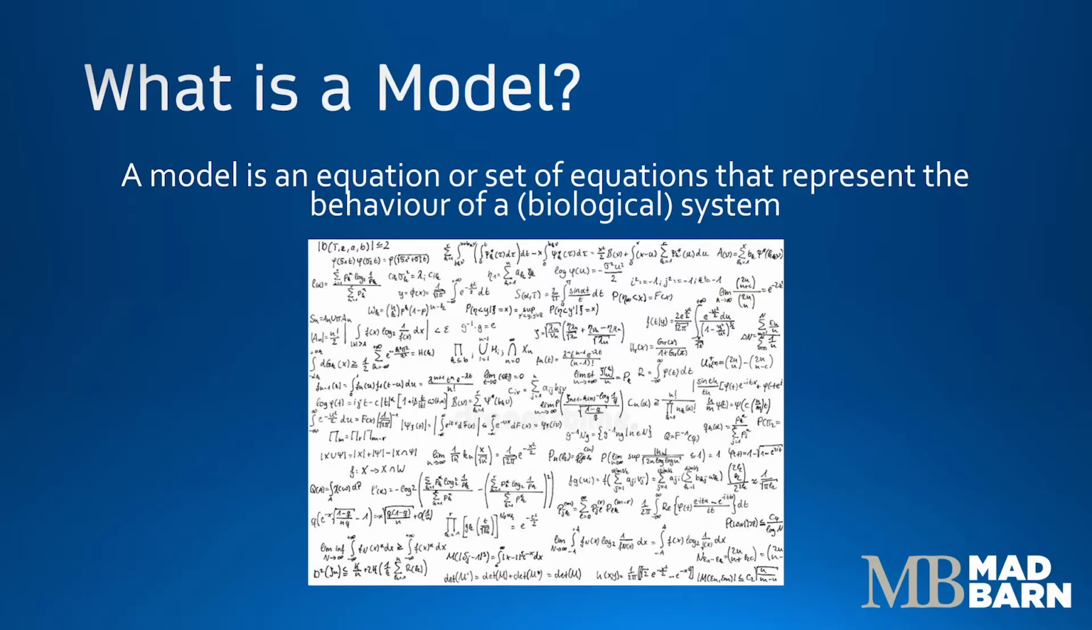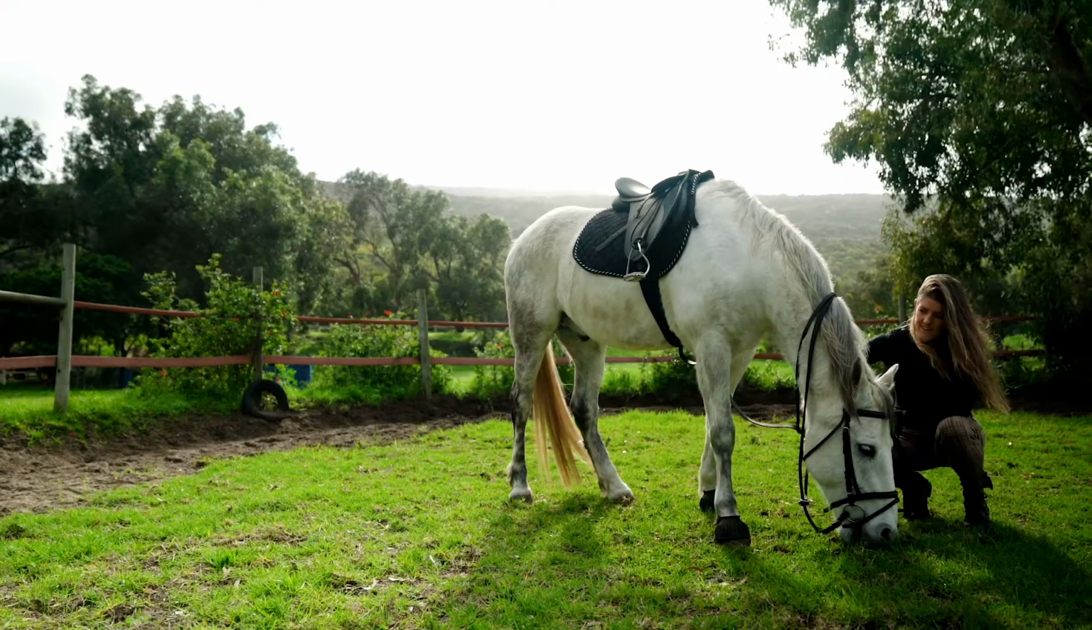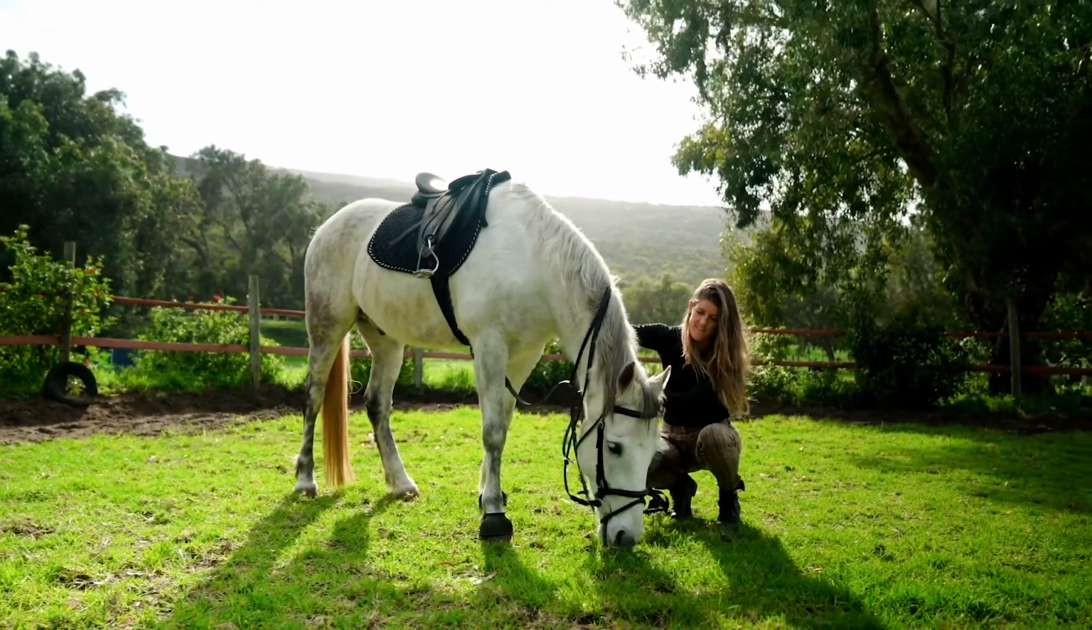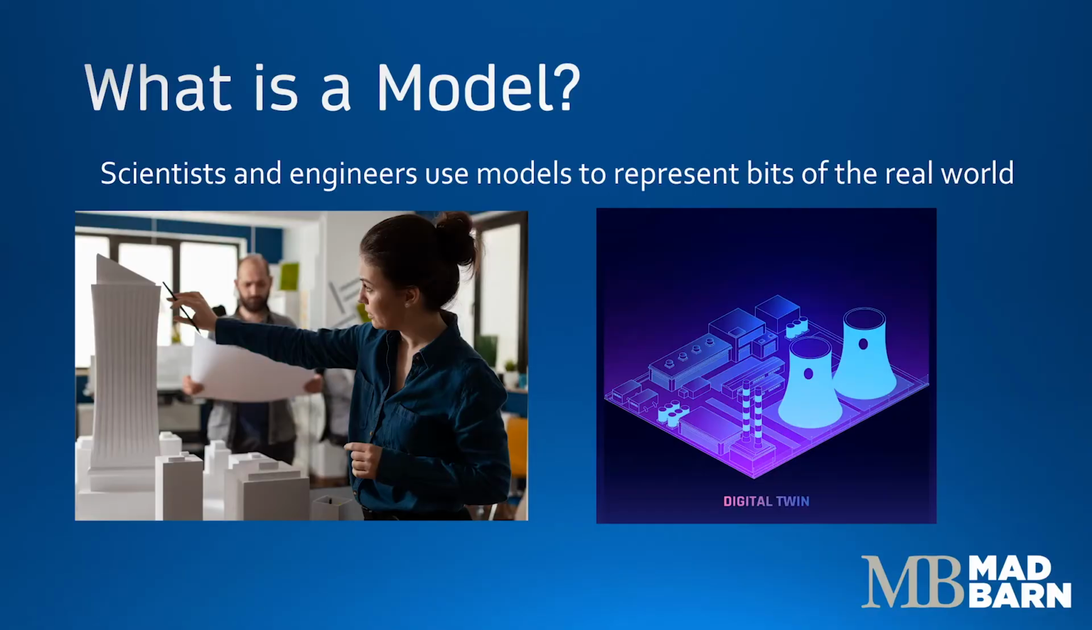But first, it's best to define what is a model. A model is an equation or a set of equations that describe the behavior of a system. In animal science, this system is usually a biological system, like a whole animal.